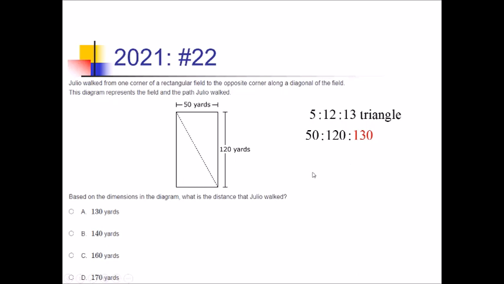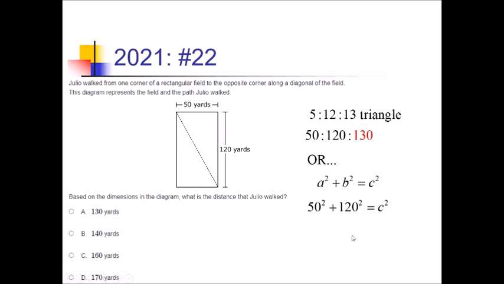Now, another way is you could use your Pythagorean theorem. We know that a squared plus b squared equals c squared in a right triangle. And c is the side that we're looking for here. A and b are the 50 and 120. So we have 50 squared plus 120 squared equals c squared, which means that c squared equals whatever these two things added together is. So that means we're going to have the square root of these things.